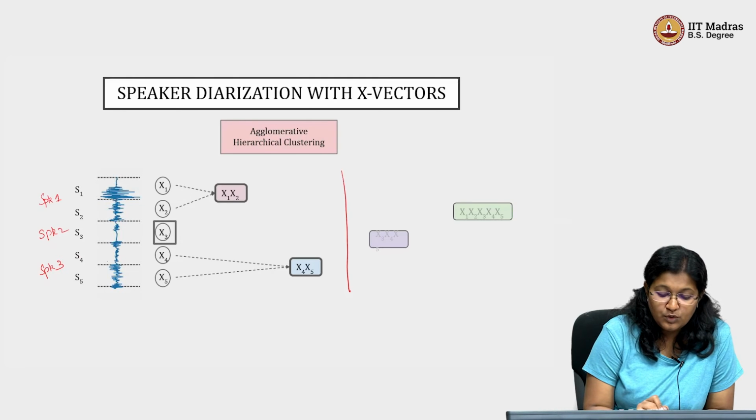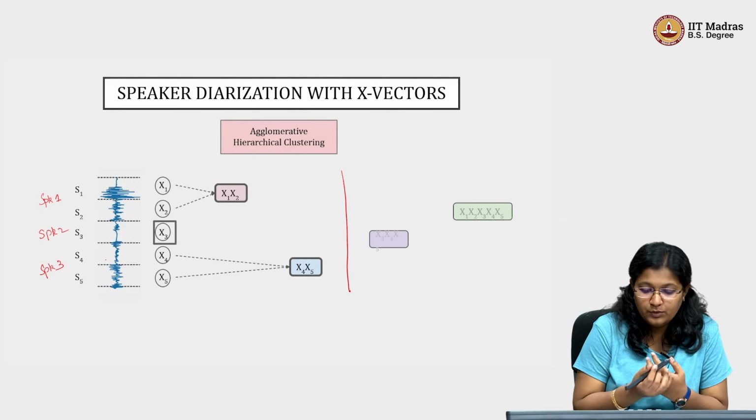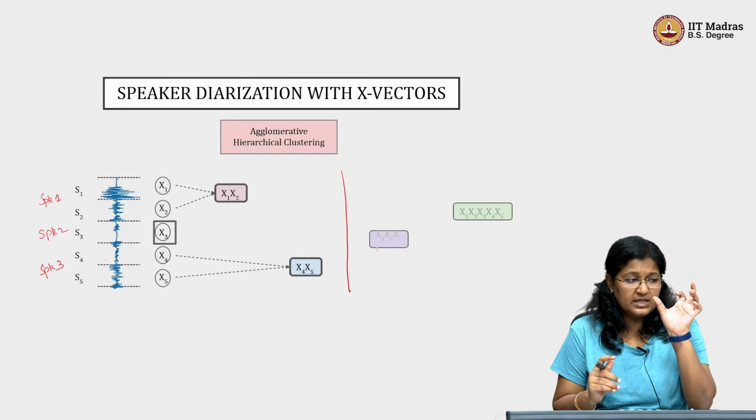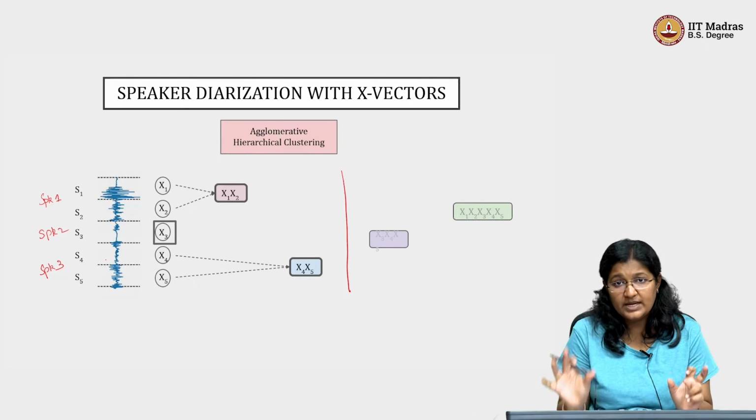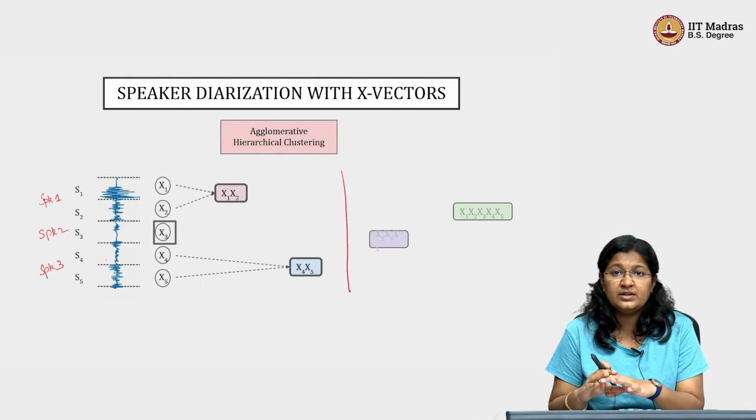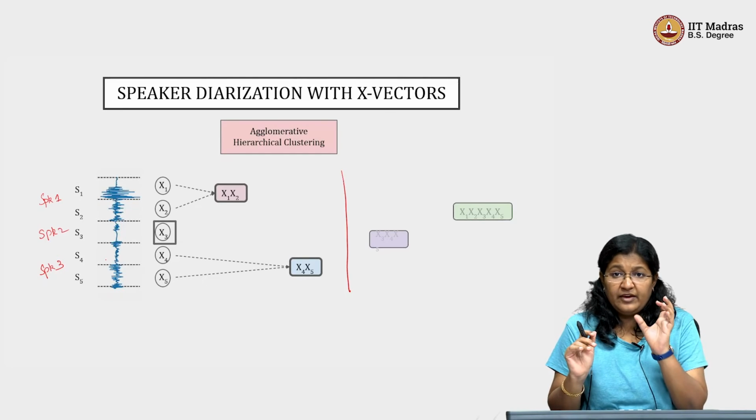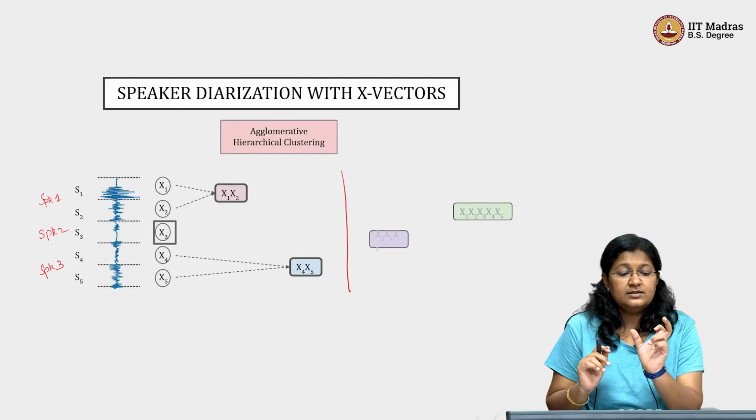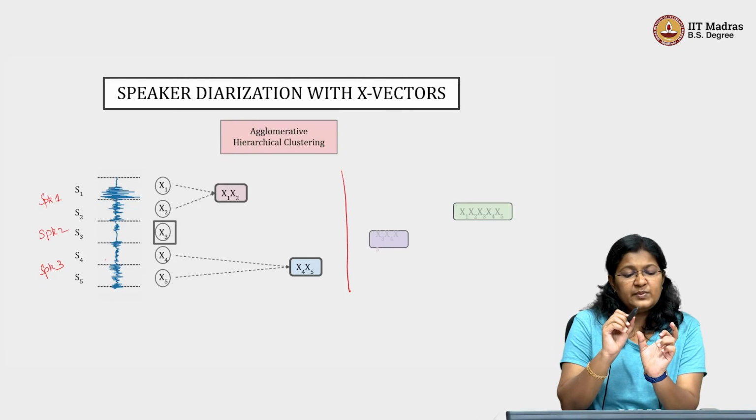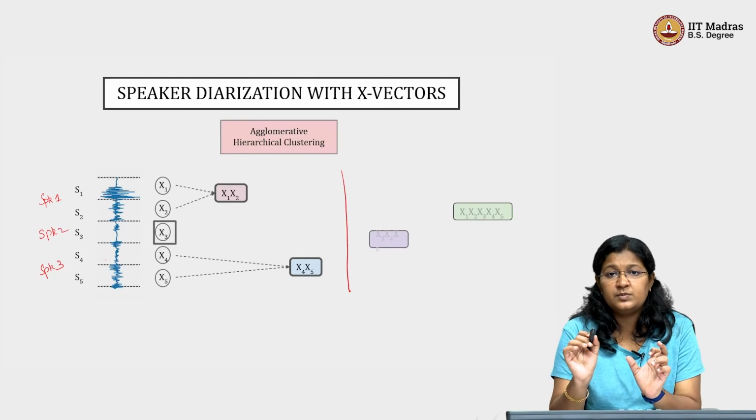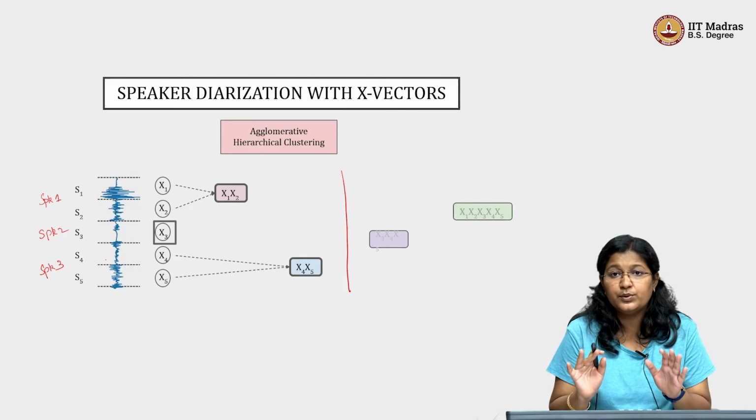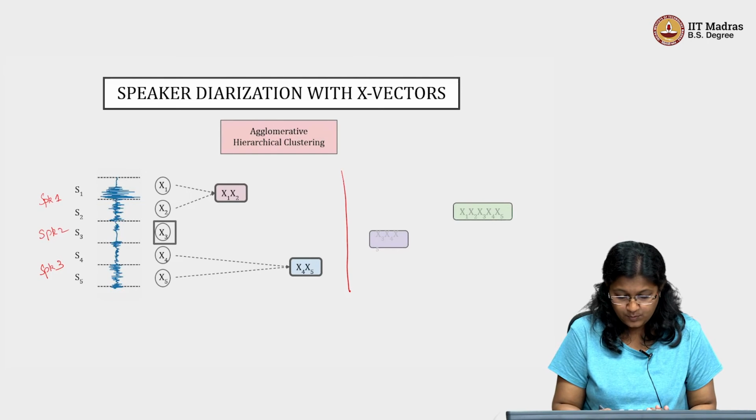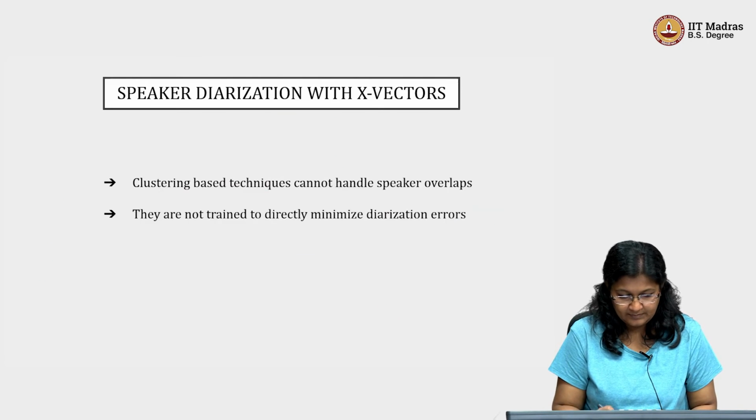Okay. So no overlap. We cannot consider overlapping because we are using individual segments to generate individual X vectors and doing pairwise scoring, right. So every segment has a unique speaker. I cannot say that this segment has speaker A also speaking, speaker B also speaking. This is not at all possible when you are doing clustering-based diarization. So that's one of the disadvantages.